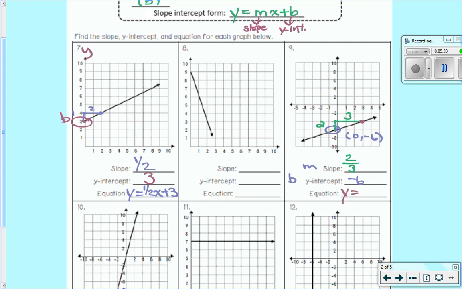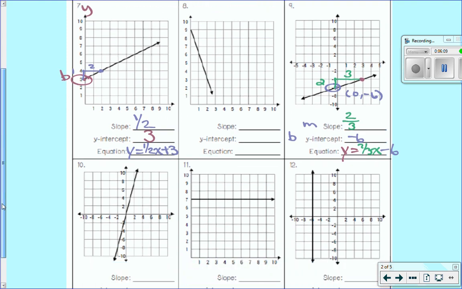y equals what? 2/3 x. Plus -6. You can put plus a -6. More than likely, you're going to see just subtract 6. Are we good with that? Either way is fine. If you want to put plus a -6, that's fine. Or if you want to just put subtract 6, that's also fine. They're the same thing.